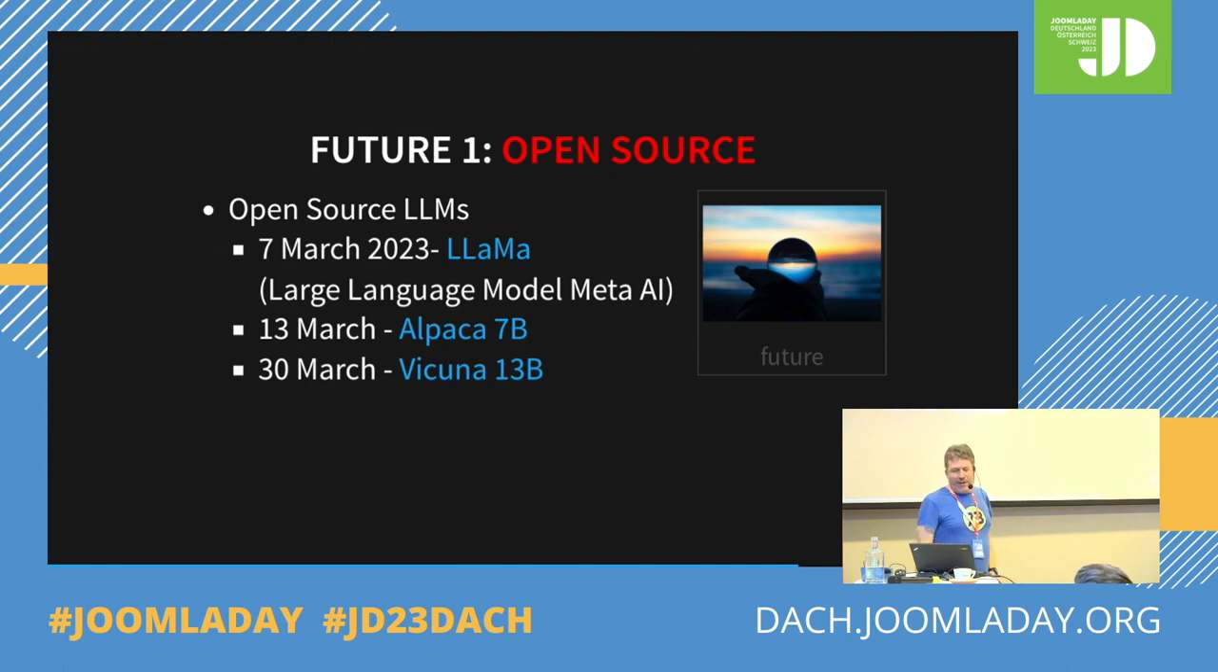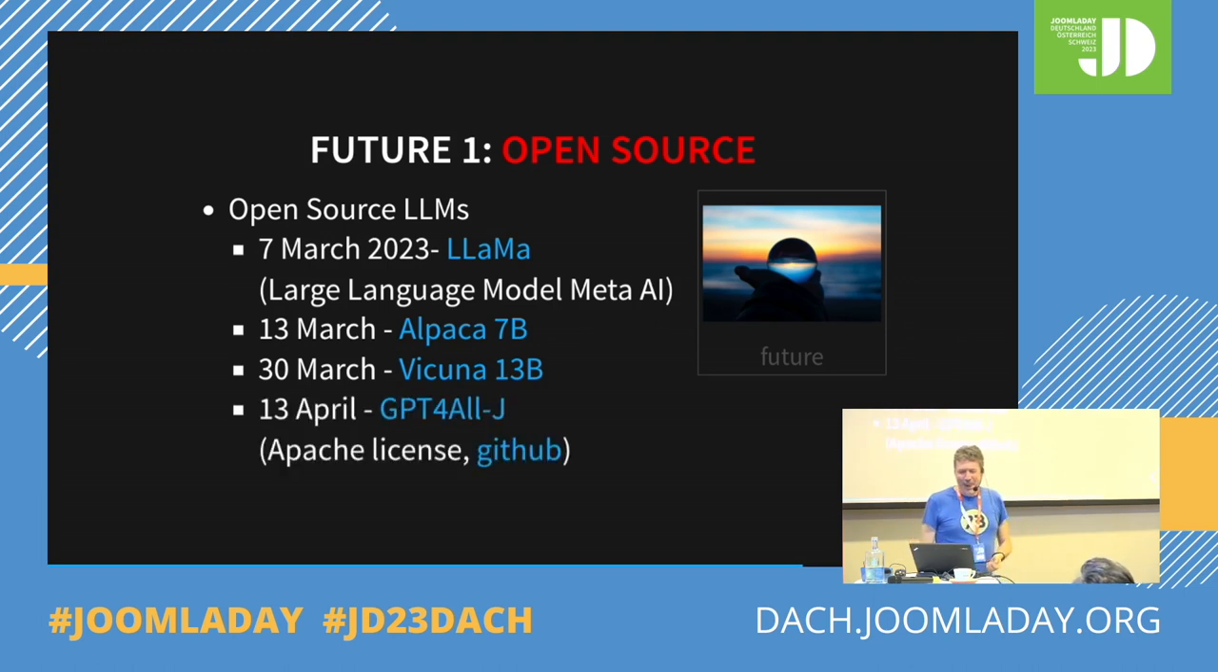So there's also Vicuna 13B. What's Vicuna, by the way, do you know? It's some kind of animal. Okay, yeah. Well, this is humor. Well, this one is not an animal. GPT4All, they have an Apache license, meaning you can use it for commercial purposes.